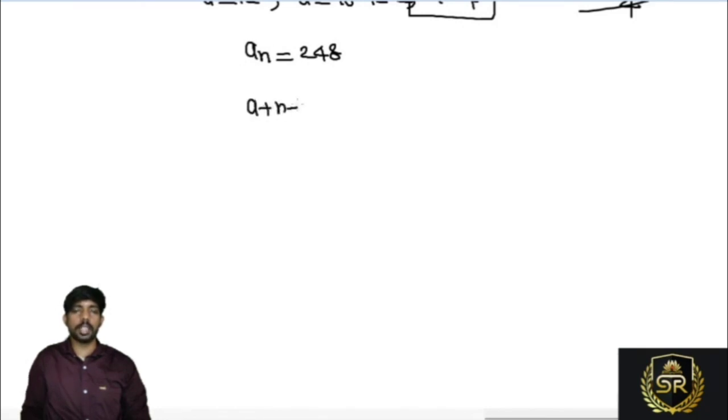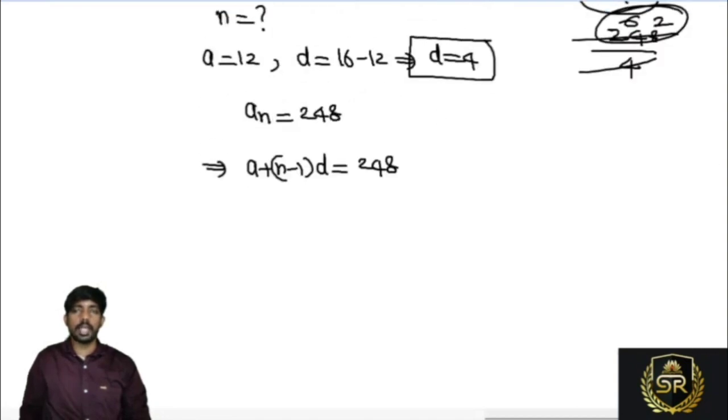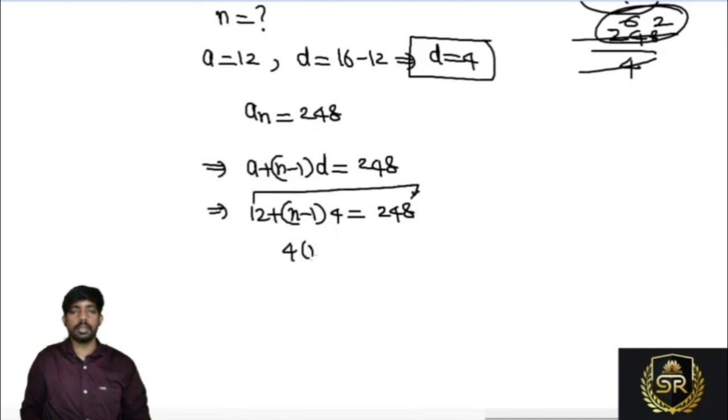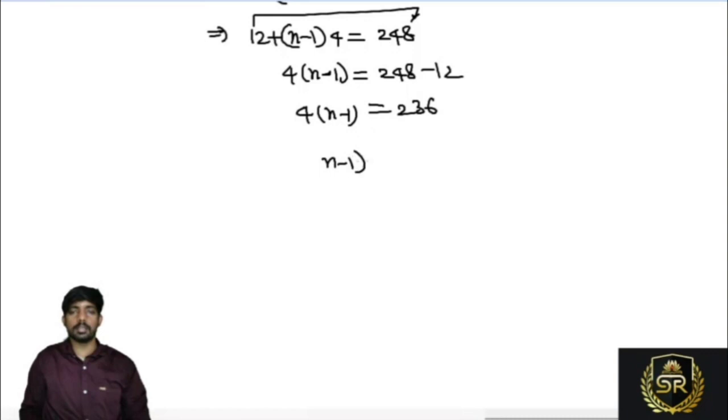Now an is a plus (n minus 1) into d, the formula, is equal to 248. A value is 12 plus (n minus 1) into the difference d, which is 4, is equal to 248. Bring this 12 to the right hand side. 4 into (n minus 1) is equal to 248 minus 12, which is 236. If I send this 4 to the right hand side, n minus 1 is equal to 236 by 4.